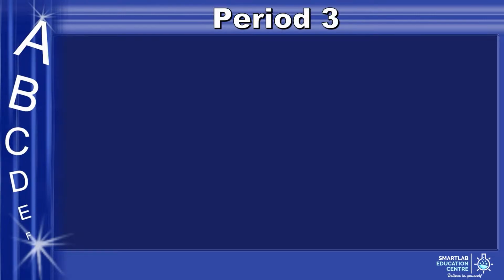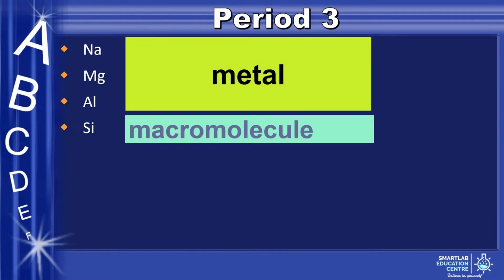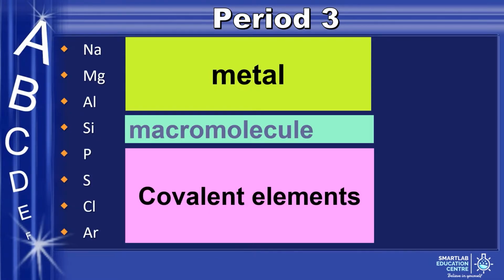When focusing on period 3 elements, we can see that while they all belong to the same period, sodium, magnesium, and aluminium are metals, while silicon is a macromolecule, and lastly phosphorus, sulfur, chlorine, and argon are covalent elements.